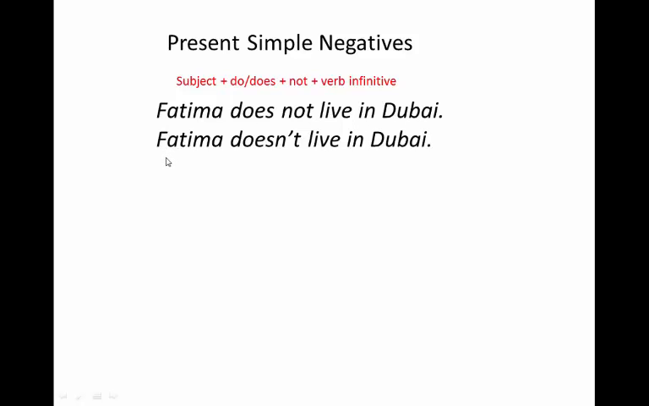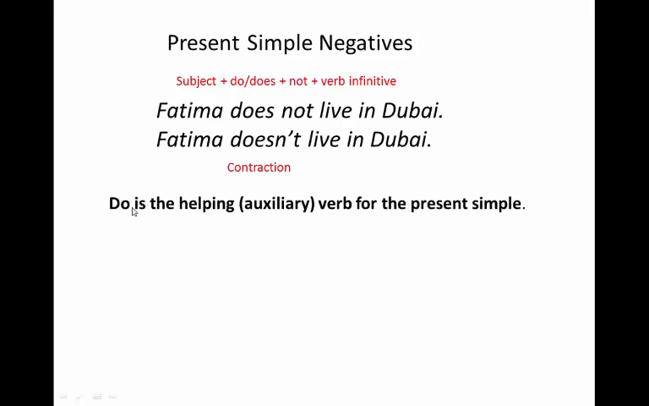Very often, especially when we're speaking, but also when we're writing, we put the does and the not together. So we say Fatima doesn't live in Dubai. We call this a contraction. We usually use contractions in speaking. We quite often use them in writing.